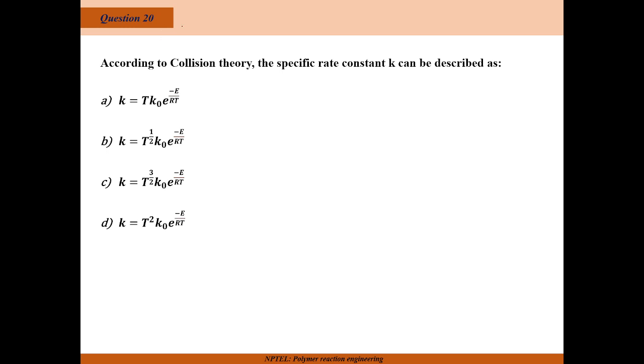The only difference here is the power of temperature. So is it like k is proportional to T, or k is proportional to T power half, or k is proportional to T power 1 by 2, or k is proportional to T square? So which one can be a better answer?